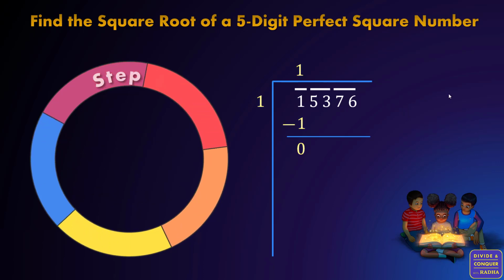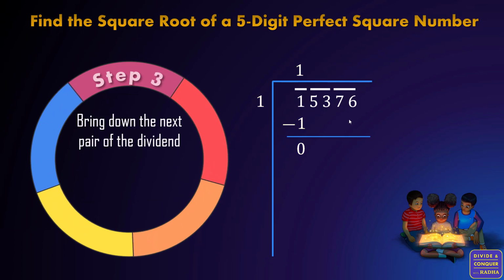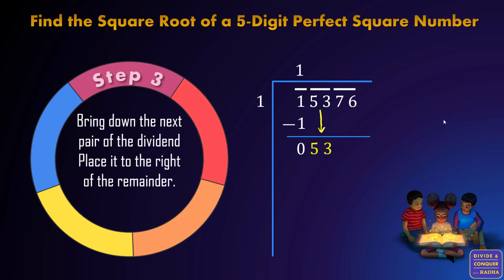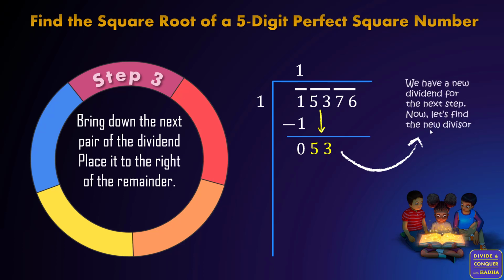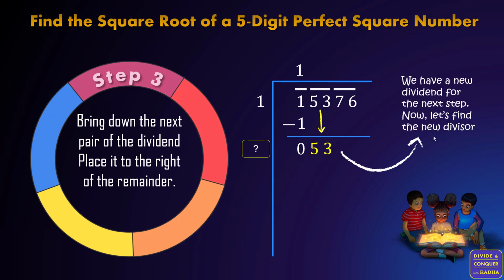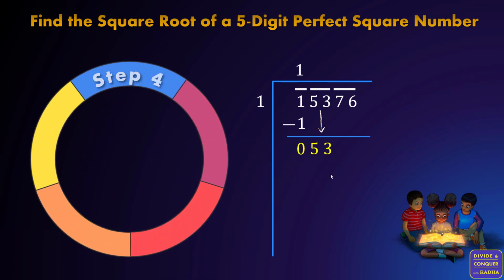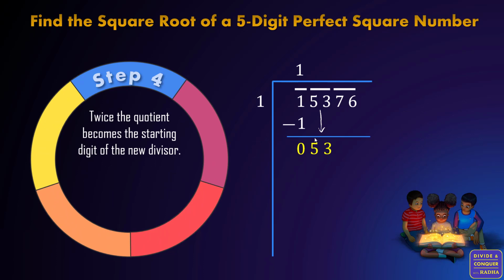Now moving on to step 3. In step 3, we need to bring down the next pair of the dividend. So the next pair of the dividend is 53 and we need to place it to the right of the remainder. So the remainder is 0, so we are going to place it right next to it. So this becomes our new dividend for the next step, and now we need to find the new divisor. Now we have to find a new divisor for this dividend 53.